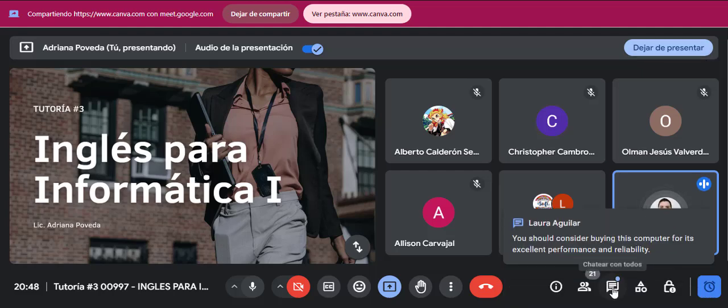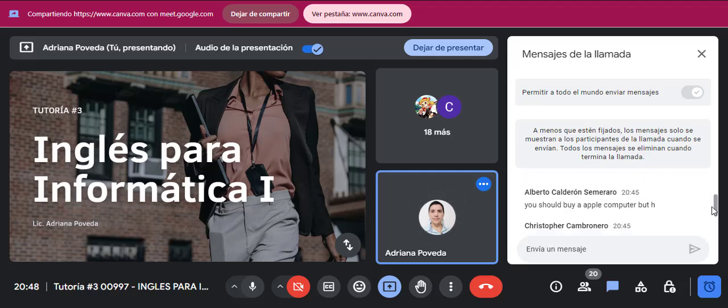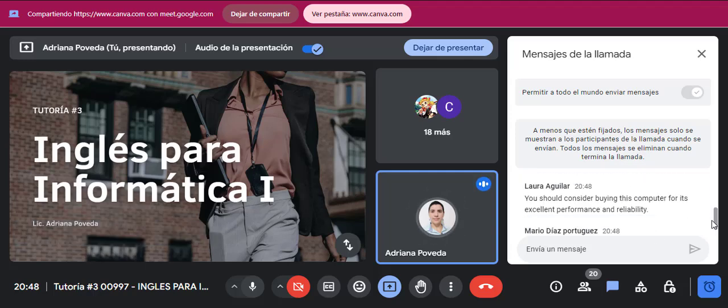Okay, we got another sentence in the chat. You should consider buying this computer for its excellent performance and reliability. Ajá, excellent, Laura. Muy bien, very good. En este caso, Laura unió dos características, no dos oraciones, dos características que también se puede hacer de esa manera.